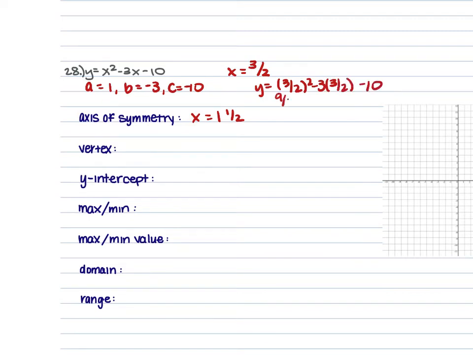3 over 2 squared is 9 over 4. The negative 3 times 3 over 2 is negative 9 over 2, minus 10 over 1. We all have a like denominator here. That's going to be 4. So this is 9/4 minus 18 over 4 minus 40 over 4. Then 9 minus 18 is negative 9. Negative 9 minus 40 is negative 49 over 4. So this one is negative 12 1/4. So this is going to be our vertex of 1 1/2, comma negative 12 1/4.